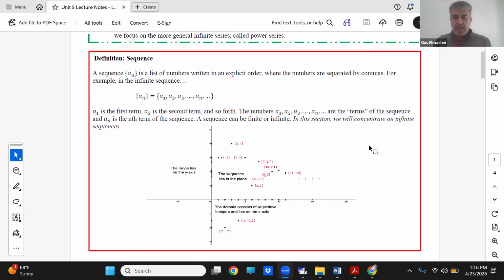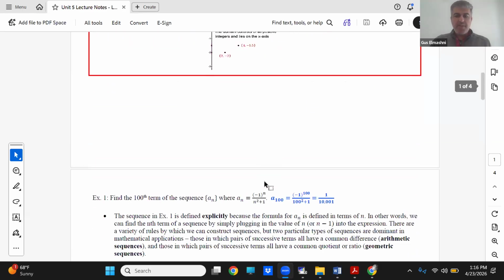A sequence can be finite or infinite, depending on how we define it. Obviously, we're going to focus on infinite sequences, right? There's a little graph there. We can just marvel at it a little bit, and move on.